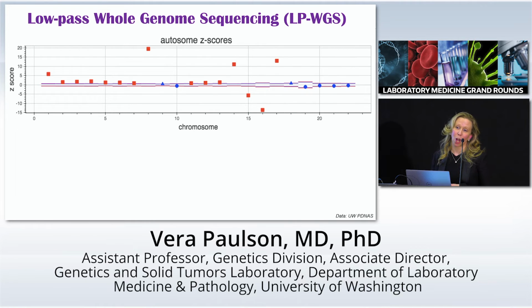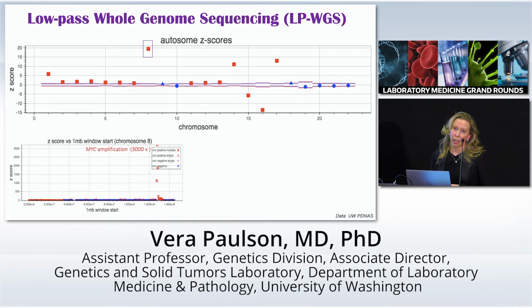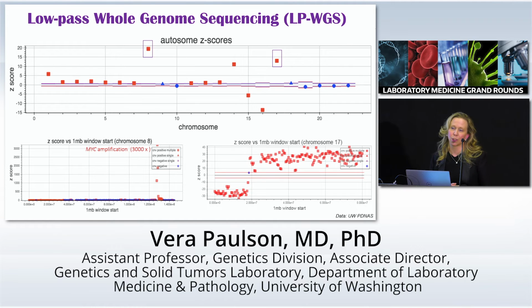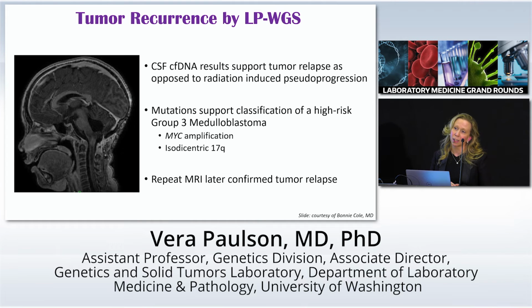And we see a number of copy alterations here, including MYC amplification, which is a poor prognostic marker in the context of an ISO 17. And so this was a group 3 medulloblastoma recurrence in this patient, and we were able to identify it earlier and MRI later confirmed. And so they could start making treatment decisions.